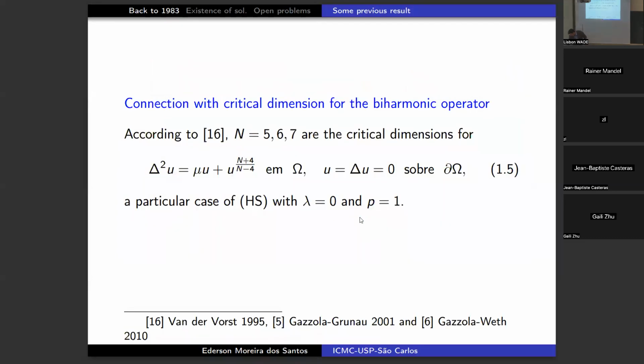So let me establish some connection with critical dimension for the biharmonic operator. In this paper from 1994, and also I would mention the paper by Gazzola and Grunau from 2001, and Gazzola and Dwivedi from 2010. And originally, it was in this paper from Van der Vorst.